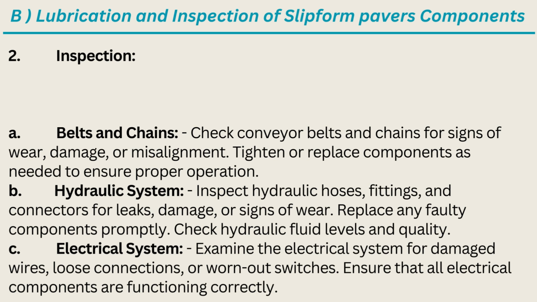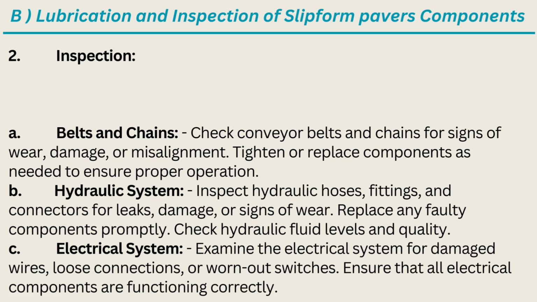2. Inspection. A. Belts and chains. Check conveyor belts and chains for signs of wear, damage, or misalignment. Tighten or replace components as needed to ensure proper operation. B. Hydraulic system. Inspect hydraulic hoses, fittings, and connectors for leaks, damage, or signs of wear. Replace any faulty components promptly. Check hydraulic fluid levels and quality.